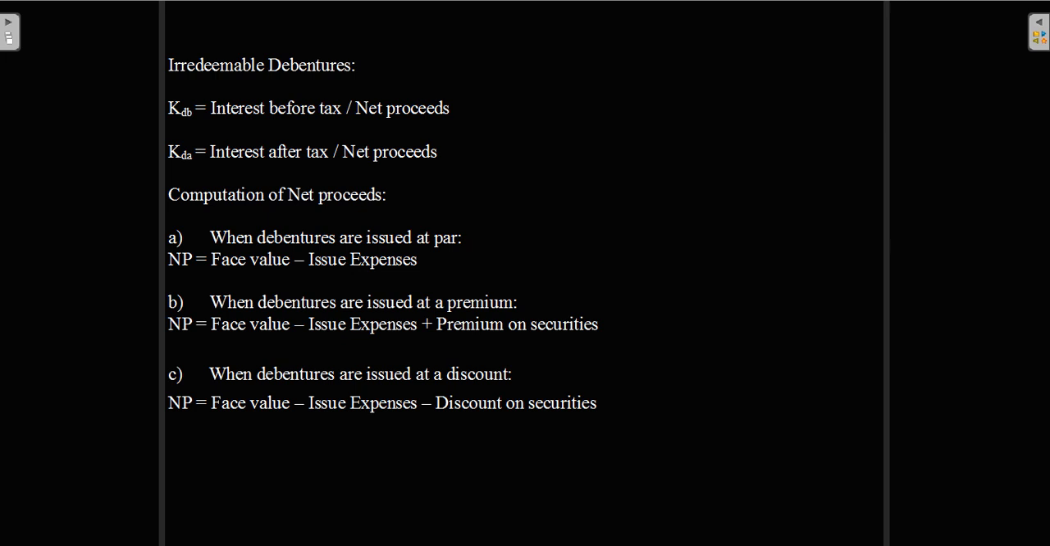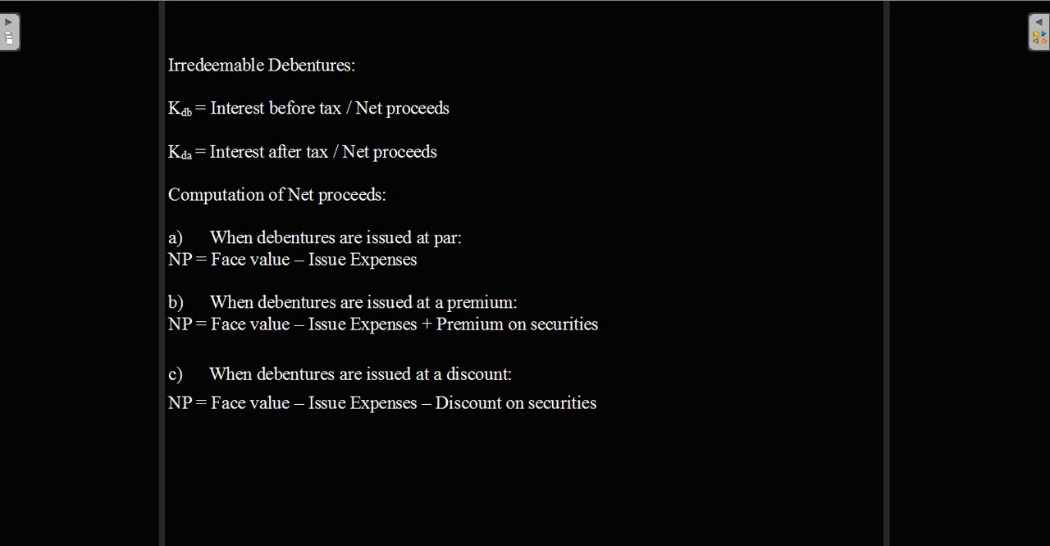Today we will be discussing some problems on irredeemable debentures. Irredeemable debt can also be known as perpetual debt, which refers to the debt which is not redeemable during the lifetime of the firm. The interest payable on such debt is called the cost of irredeemable debt.